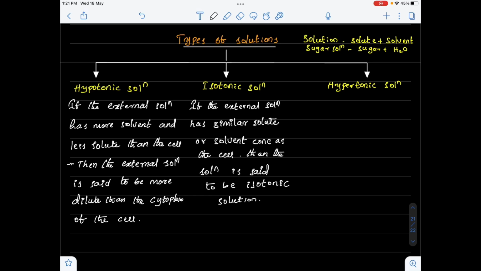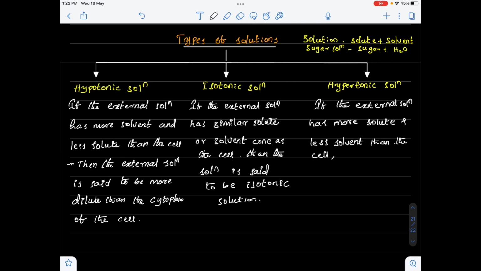And the last one is hypertonic solution. If the external solution has more solute and less solvent than the cell, then the solution is said to be more concentrated than the cytoplasm of the cell. So this is about types of solutions.